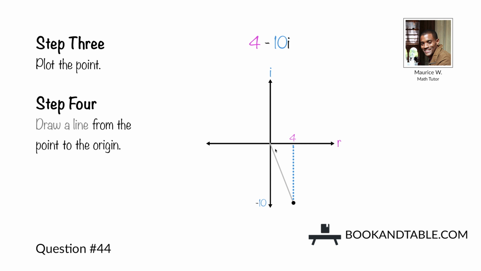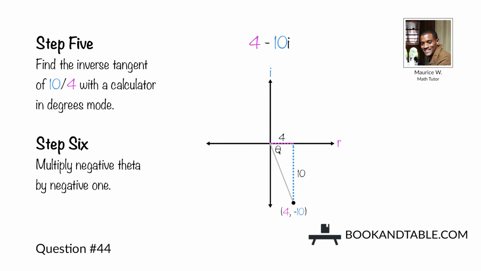This gives us the right triangle that we'll use to calculate our argument. And the angle on the inside of this right triangle is our argument, or theta, in the fourth quadrant. So if this is our theta, or argument, then the side adjacent to it has a total length of 4, and the side opposite has a total length of 10. So to calculate theta, we'll need the inverse tangent of the opposite side 10 over the adjacent side 4.